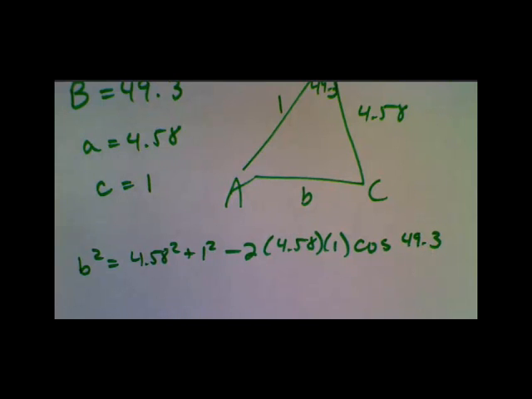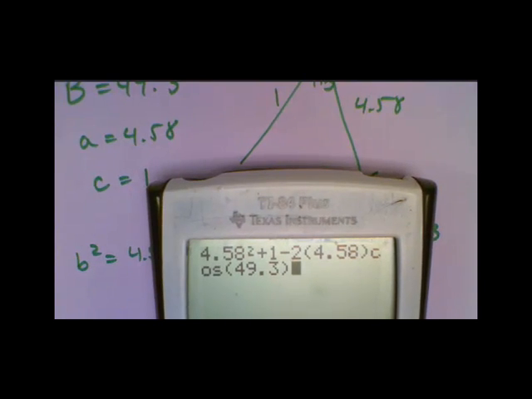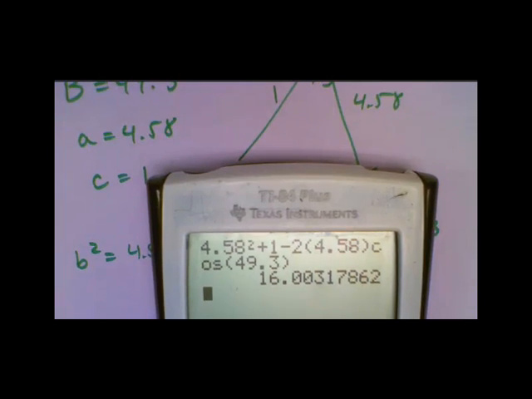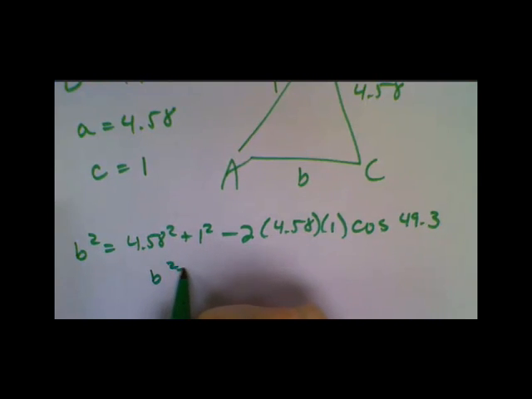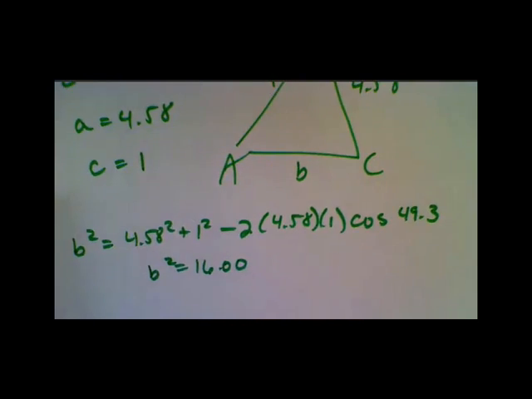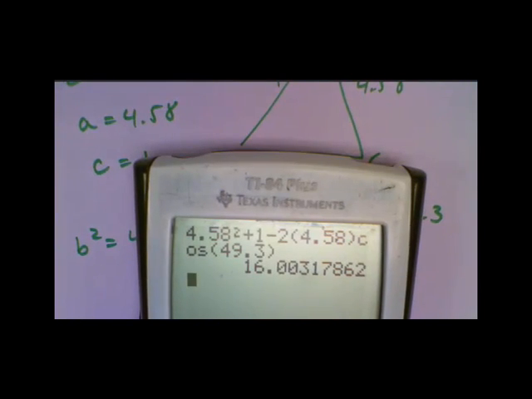I can take 4.58 squared plus 1 minus 2 times 4.58. I don't have to multiply by 1 times the cosine of 49.3. So I just typed all of that on my calculator. That's what b squared equals. And again, I didn't square the 1, but 1 squared is 1, so I didn't put that in there. All right, and I get 16.00. b squared is 16.00. Take the square root of that, because that's what b squared is, so second square root of my answer, and I get 4.0.